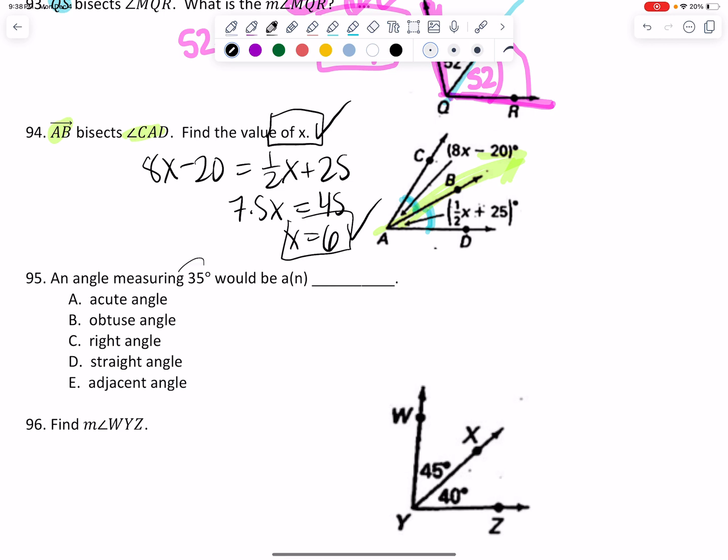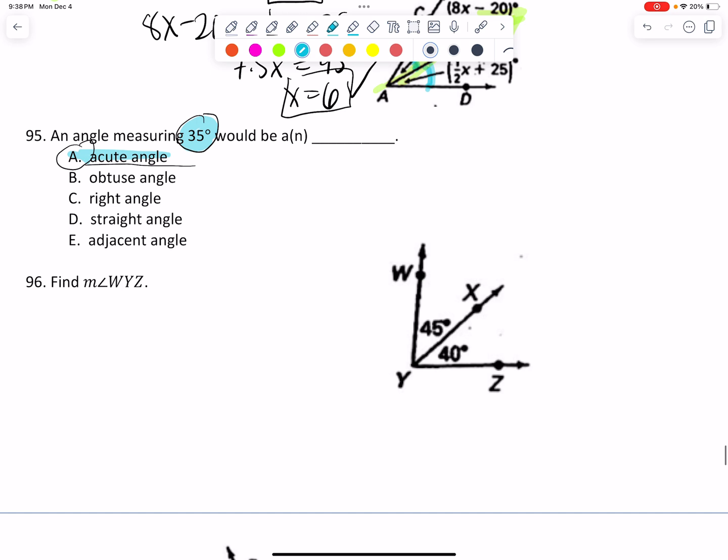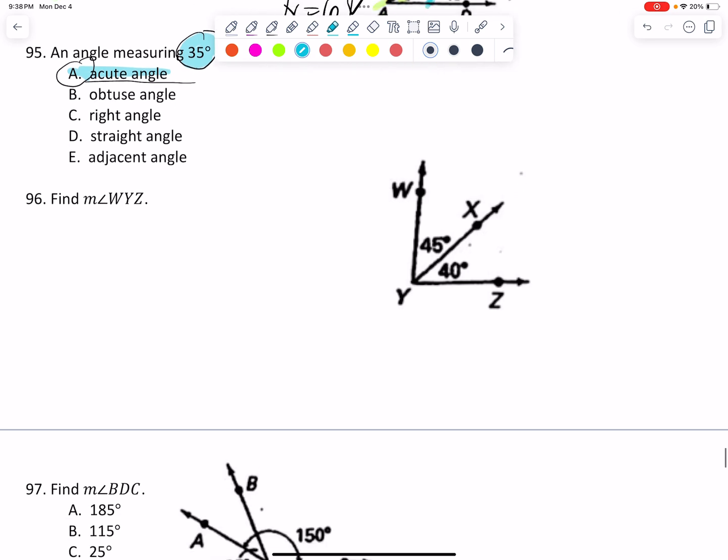Okay. If an angle measures 35 degrees, it's going to be acute. An acute angle measures less than 90, so that would have to be an acute angle, and it doesn't fit any of the other ones.